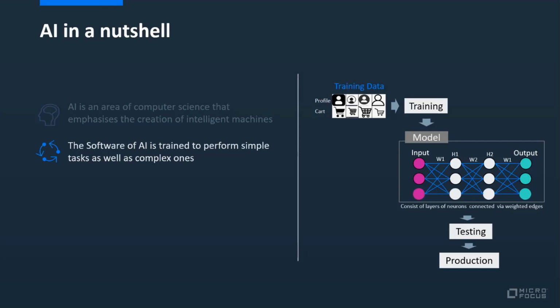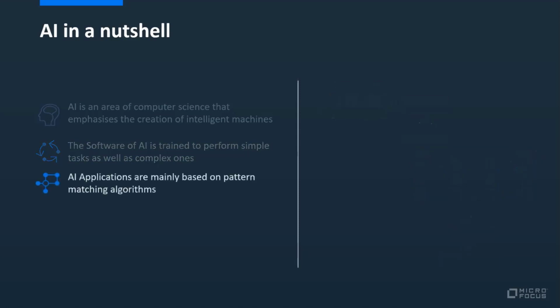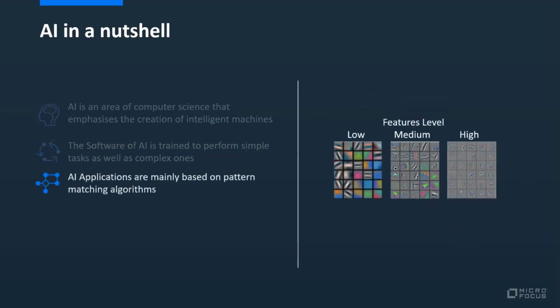Think about it, later on you are going to see how UFT is leveraging and infusing AI capabilities inside of it, very similar to what you saw here. Now, the next thing is that AI applications at the end of the day are mainly based on pattern matching algorithms, and there are a few layers of features. As I previously mentioned, there are the low-level features, the medium-level features, and the high-level features. As you go to the high-level features, you see more abstract elements that eventually combine into the element that we are trying to identify.